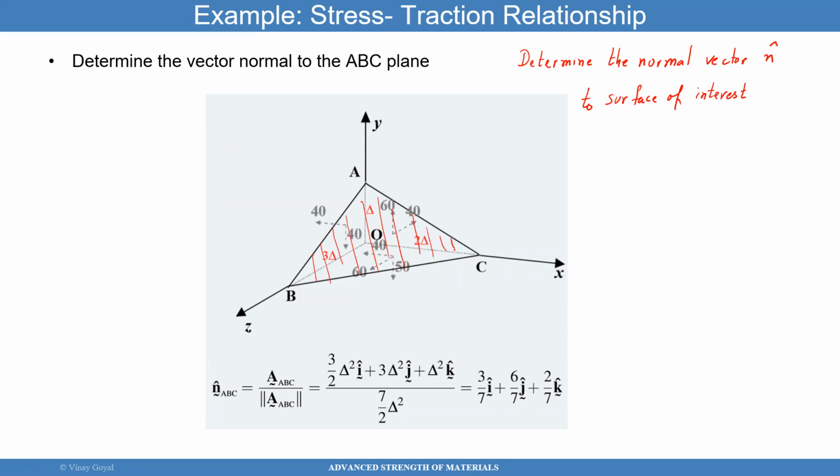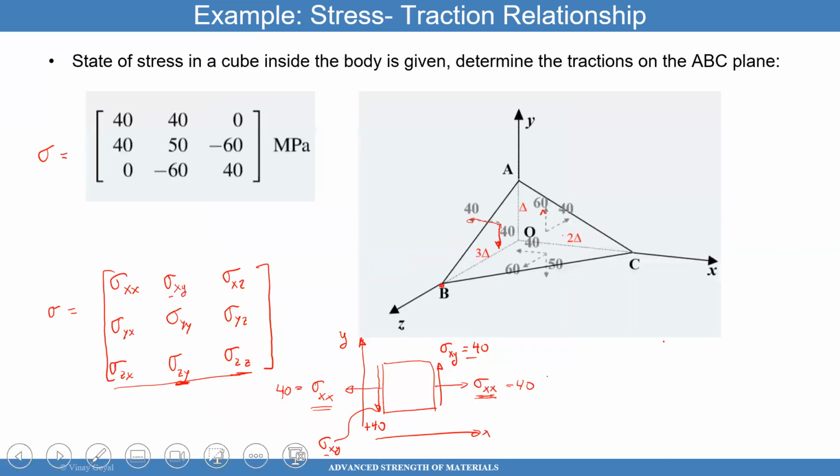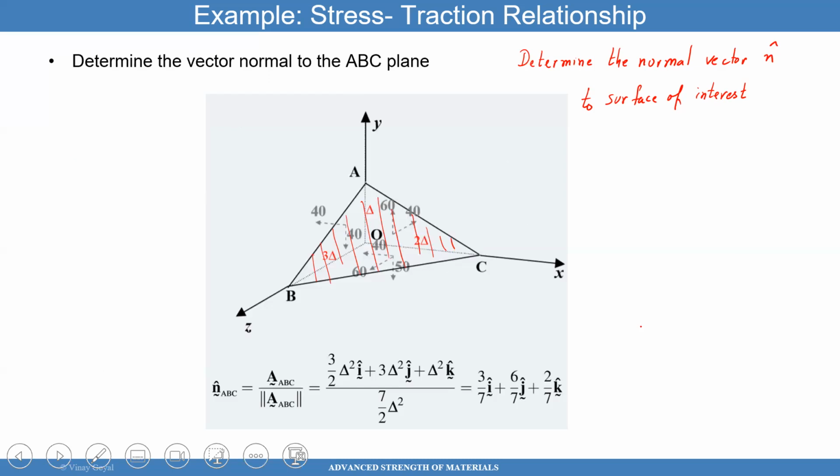Given the stress state in the other three surfaces, AOB, BOC, and COA, given the stress state that I showed you earlier, I want to know what the tractions are in that triangle ABC. That's what I'm interested in doing. And so to do that, I want to find a normal vector n first.